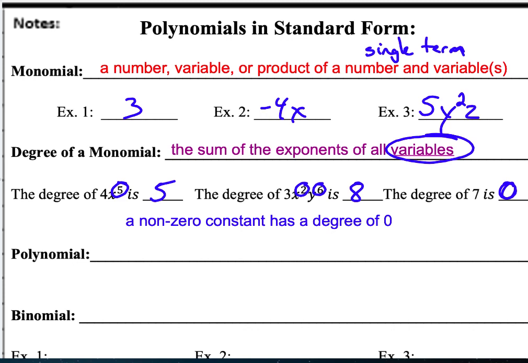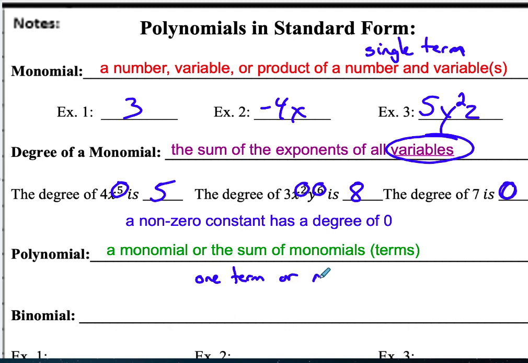All right, some more vocabulary for us. A polynomial is a monomial or the sum of monomials. So think of it as one term or many terms. A lot of the ones we're going to work with are going to have 2 or 3 terms involved in them. But notice that word sum, it's always the terms are being added. That's how we can tell one from the next.